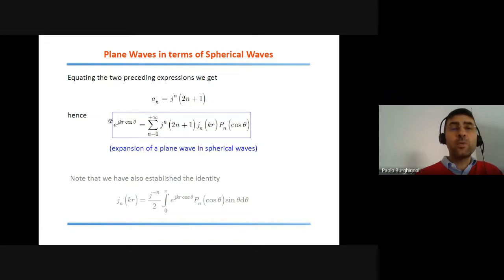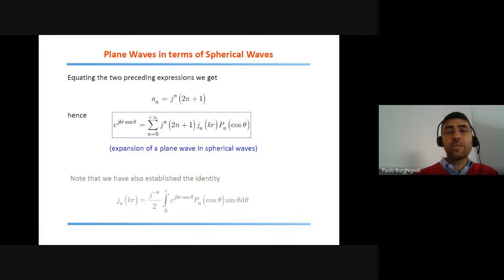So at the end, what we have found is the expansion of a plane wave, which is the left-hand side in the box, in terms of elementary spherical waves with coefficients j to the nth power times 2n plus 1, and the dependence on r expressed by spherical Bessel functions j with order n, and the dependence on theta expressed by Legendre polynomials with order n. Note that in doing so, we also have found a useful identity, that is the representation of a spherical Bessel function in terms of Legendre polynomials, as you can see from this integral reported below.